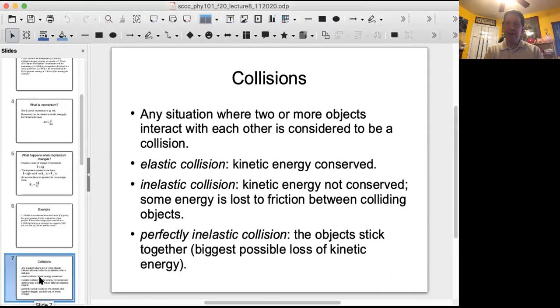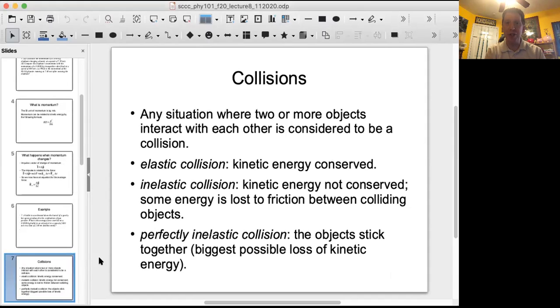So, okay, we've defined what momentum is. We've defined the change of momentum and shown that it has a very direct relationship to the force. So what does that mean? Well, again, that's important in the study of collisions. This is why we're introducing this new quantity called momentum.